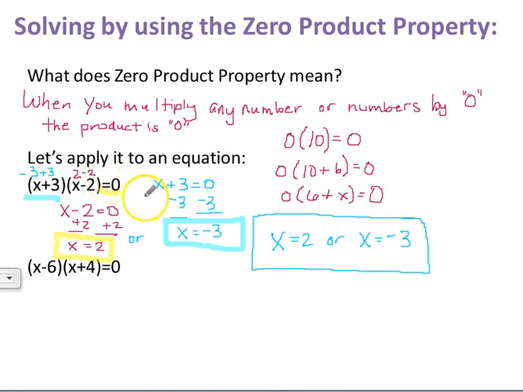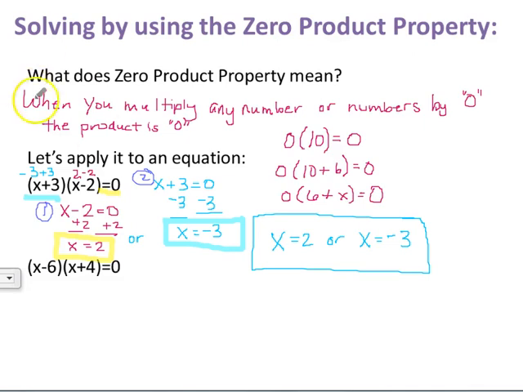So all we did, to review there, was we set each set of parentheses, one right here and then the other here, equal to 0 and then solve for x. So that's how you use the zero product property.